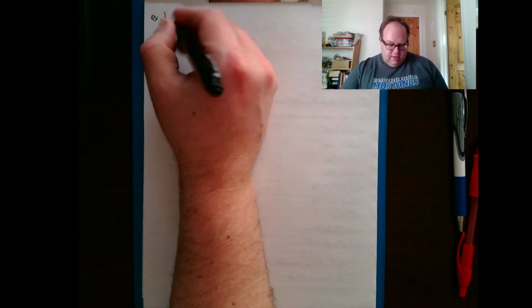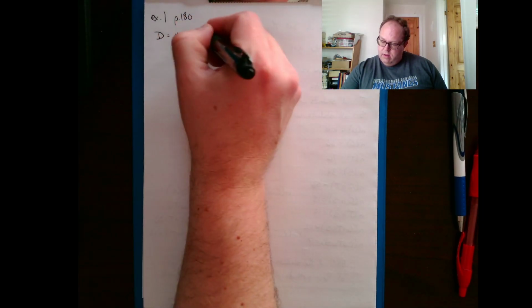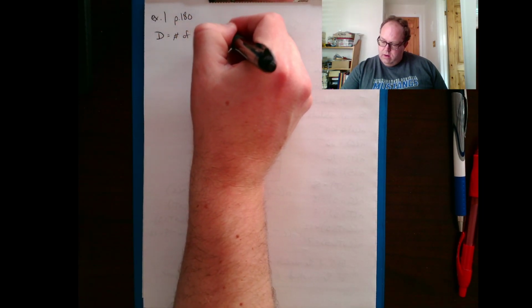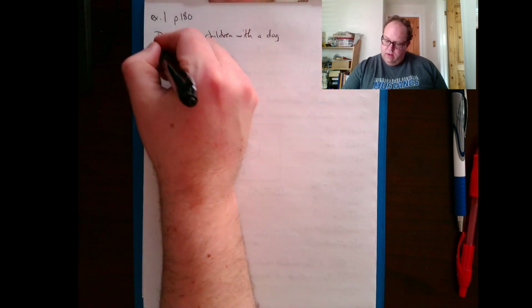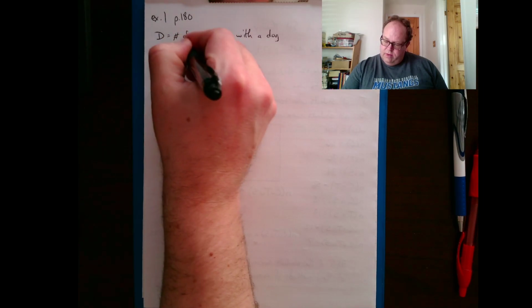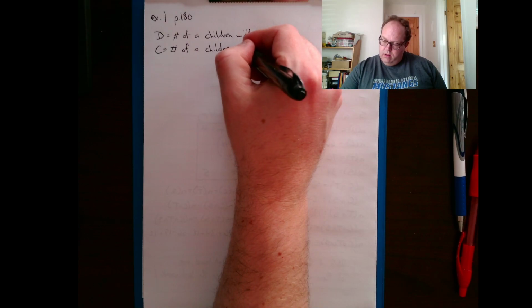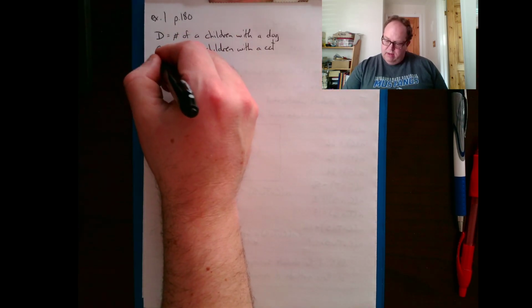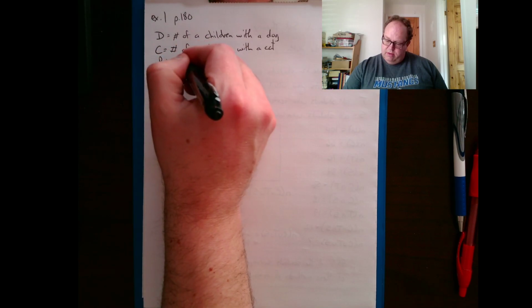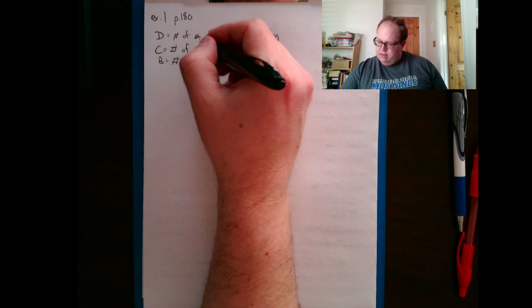So I'm going to make my sets D, as in the number of children with a dog, C, number of children with a cat, and B, the number of children with a bird.